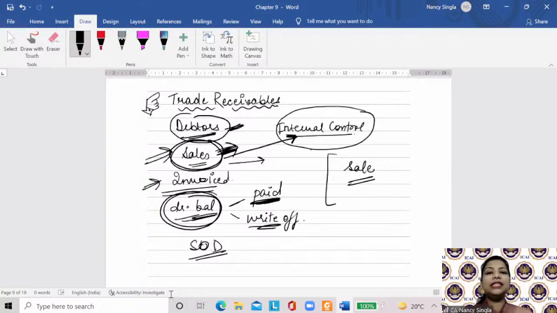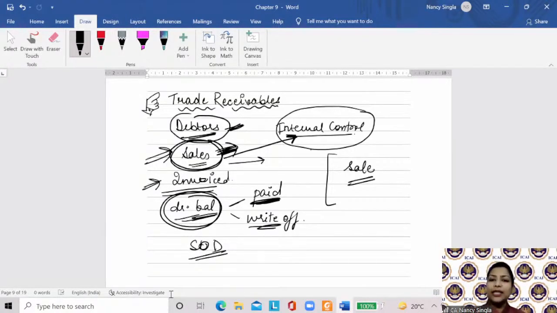Why? Otherwise, there are chances that if a single person is handling everything, he may use such funds for his own personal purpose, and he may tell the management that he hasn't received the amount, irrespective of sending a number of reminders. So there should be what? Segregation of duty. There should be a follow-up system, and provision with respect to bad debt should be made.